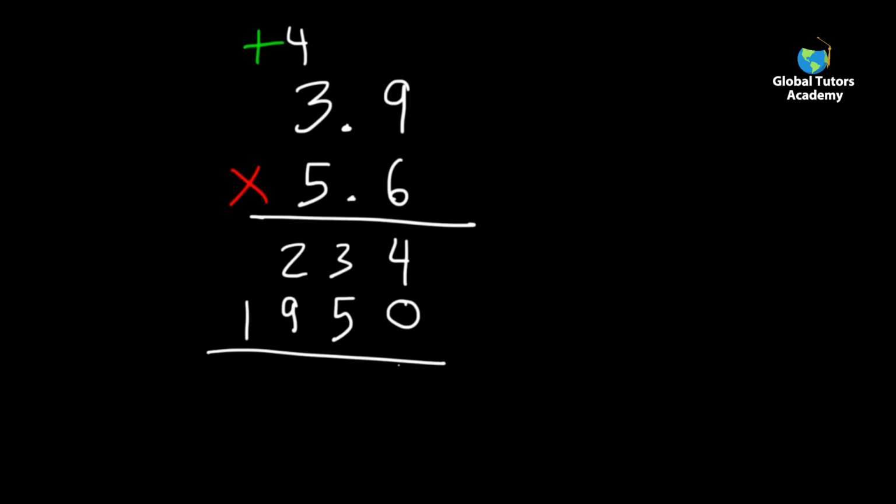Now what we need to do is add. 4 plus 0 is 4. 3 plus 5 is 8. 2 plus 9 is 11, carry over the 1. 1 plus 1 is 2.